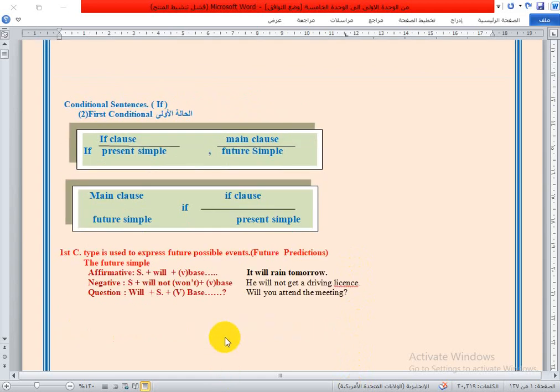Student, please, let's move to the second type of conditional sentences, which is the first conditional. We put if here. If should be followed by the if clause. If comes at the beginning of the sentence, or if comes in the middle, in the two cases if must be followed by the if clause.